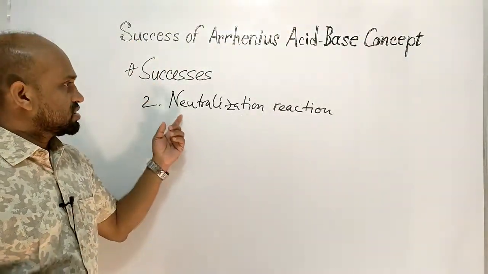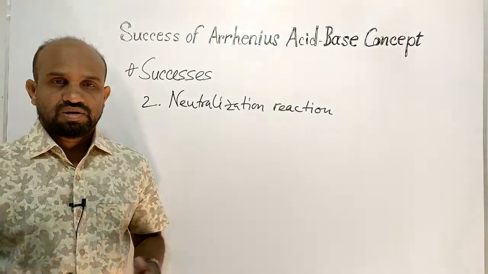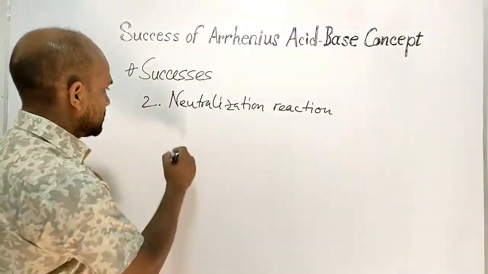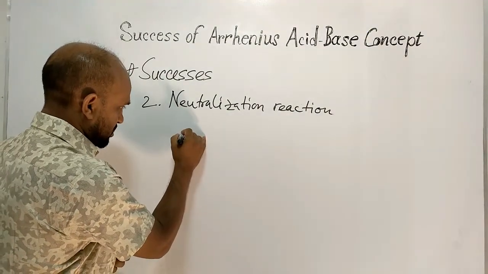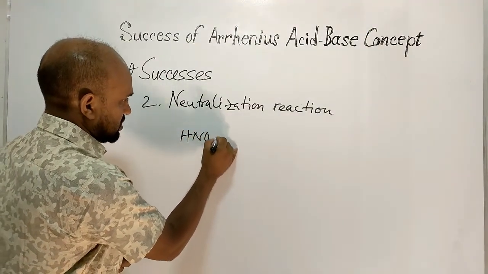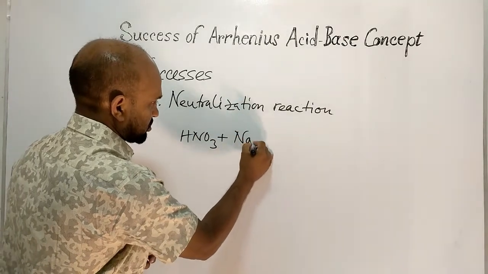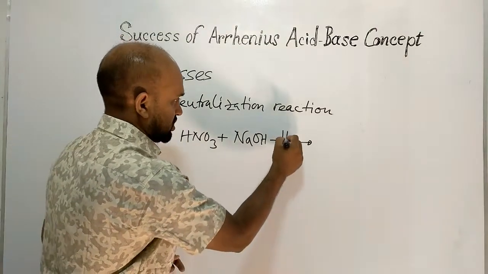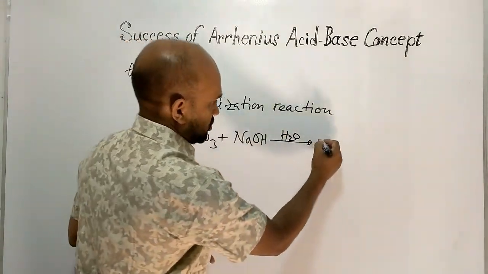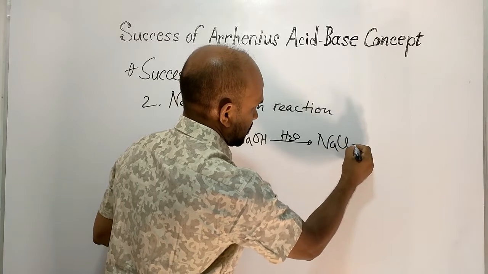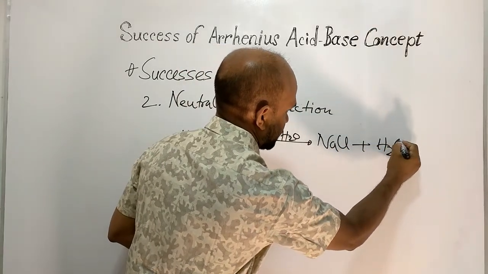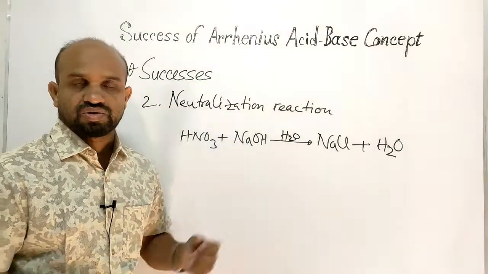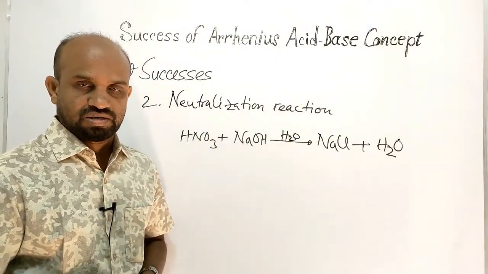Now the point is neutralization reaction. First of all, let's see what a neutralization reaction is. It is the reaction between acid and base. Suppose the acid is nitric acid and the base is sodium hydroxide. This reaction is done in water. Then a salt is formed, and water is formed. So the reaction between acid and base is called a neutralization reaction.